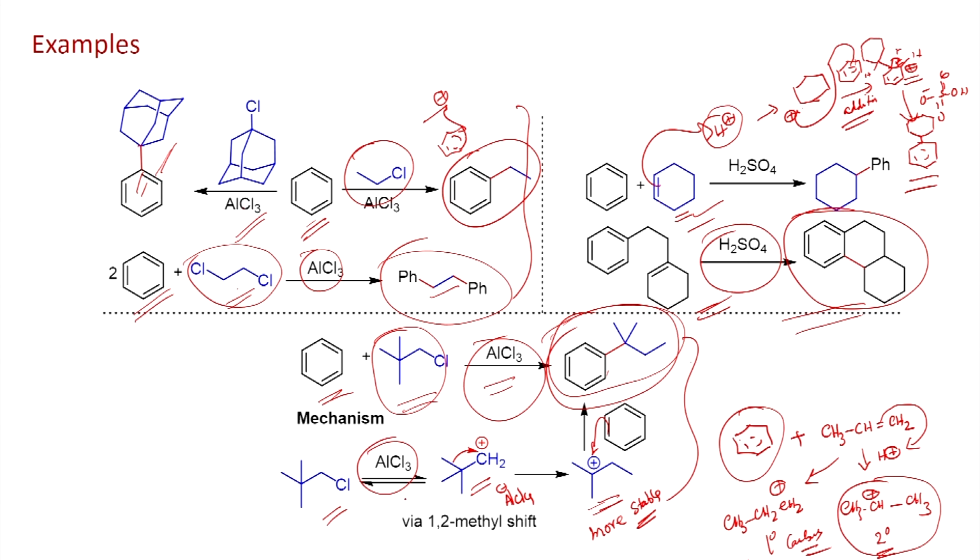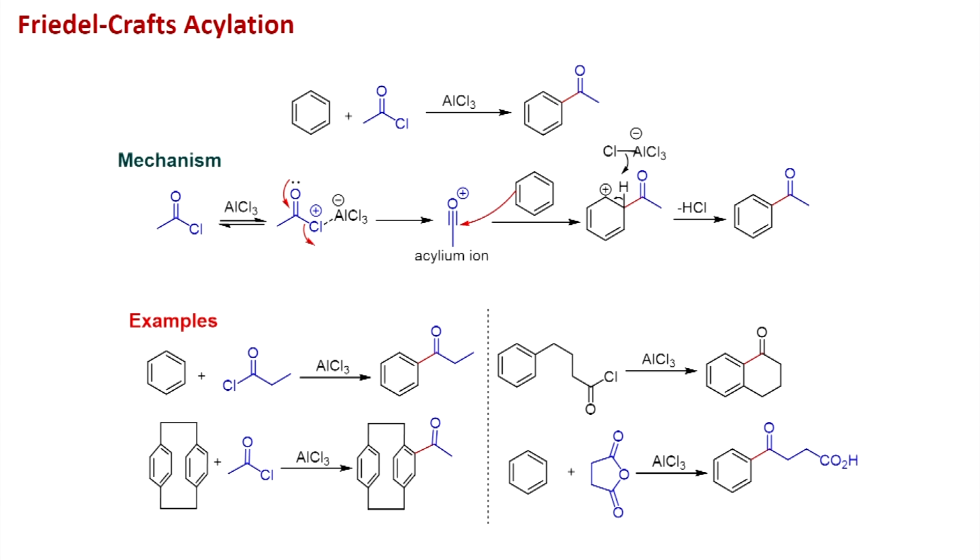And similarly, here when you form the primary carbocation in this case, it undergoes rearrangement to form the more stable carbocation, which undergoes reaction with this aromatic ring to give this substitution product. Now, let us look at an example for the acylation reaction.